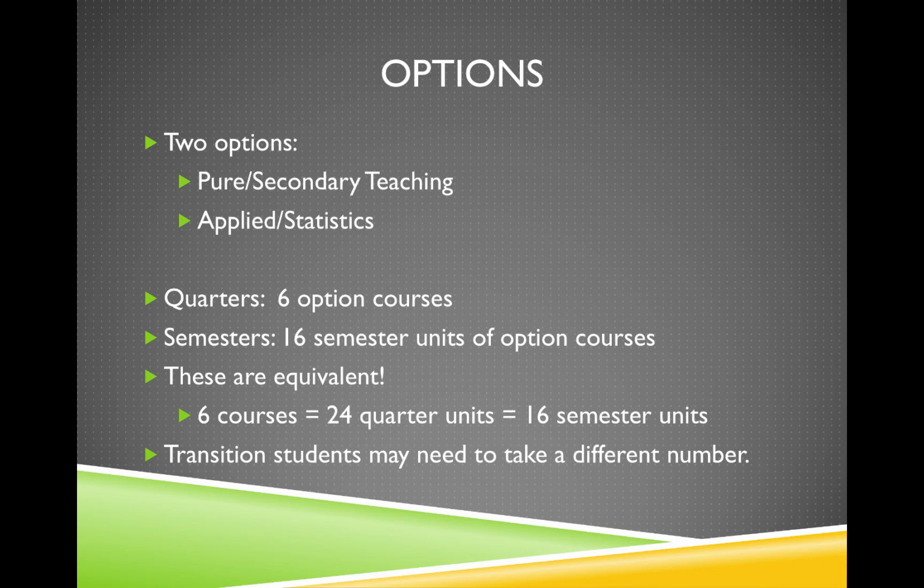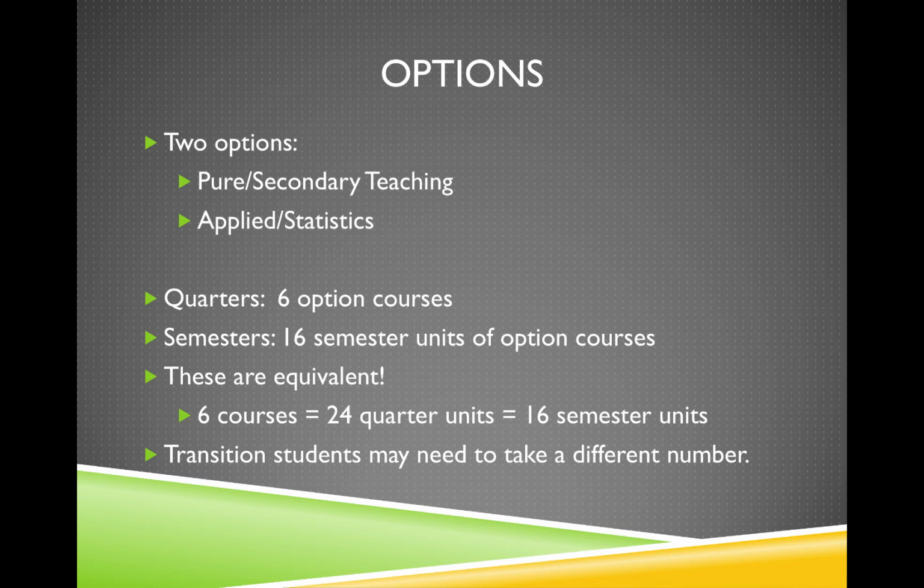And these are actually equivalent because currently students are required to take 6 courses. Each is 4 units, so that's 24 quarter units. And when you do the conversion, 24 times 2/3, that's the same as 16 semester units. So we really aren't changing the number of option courses required.